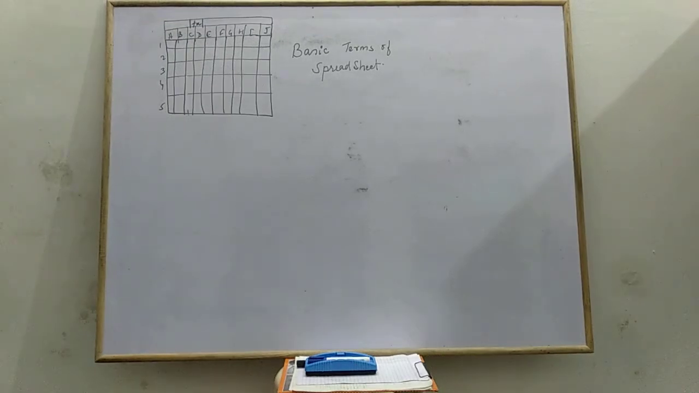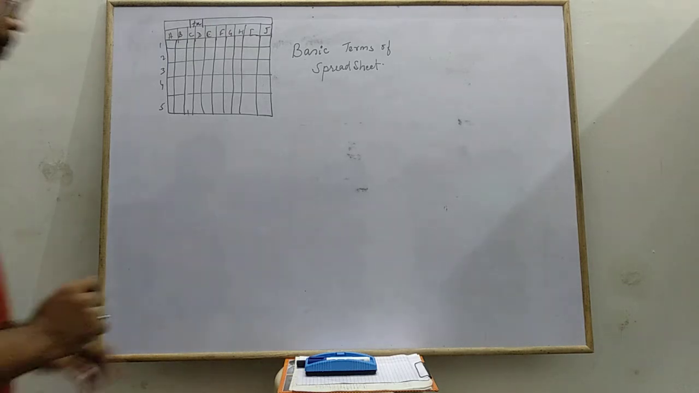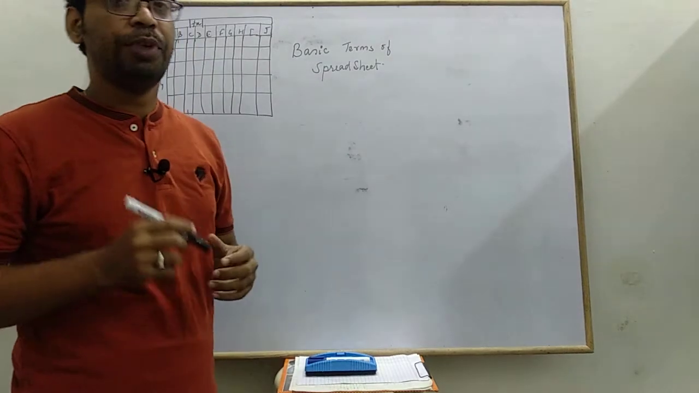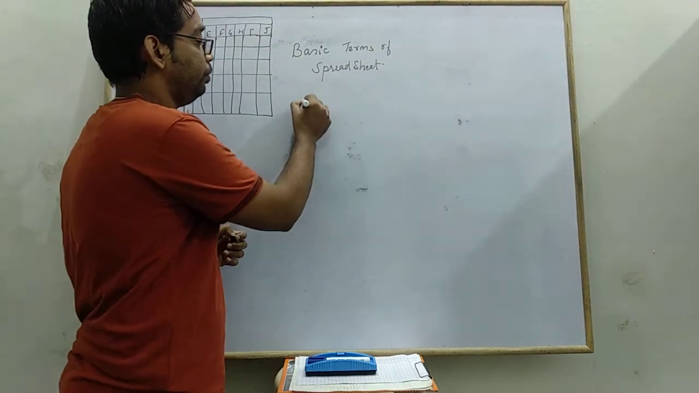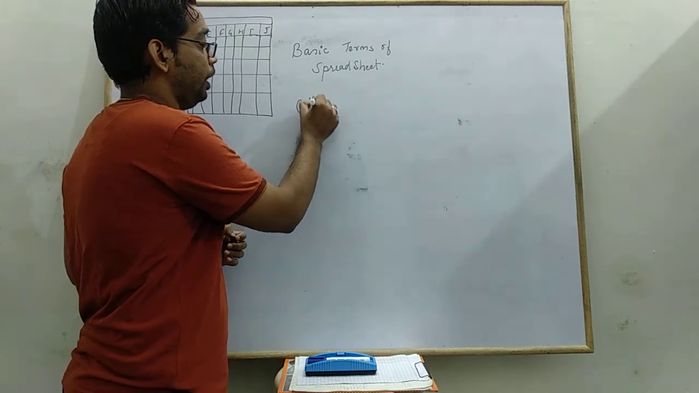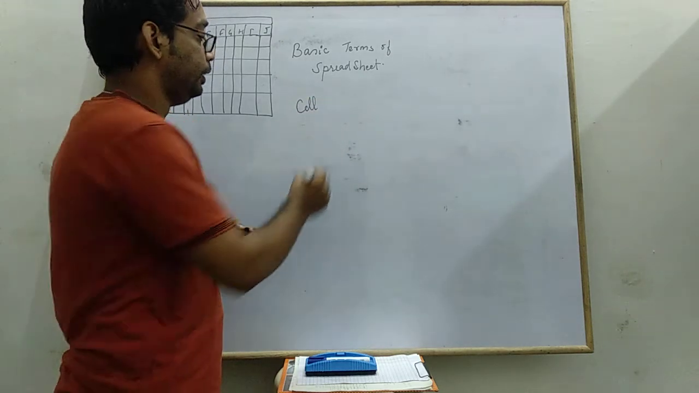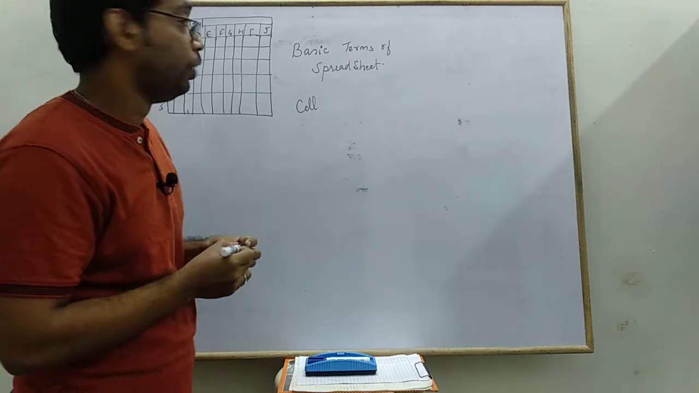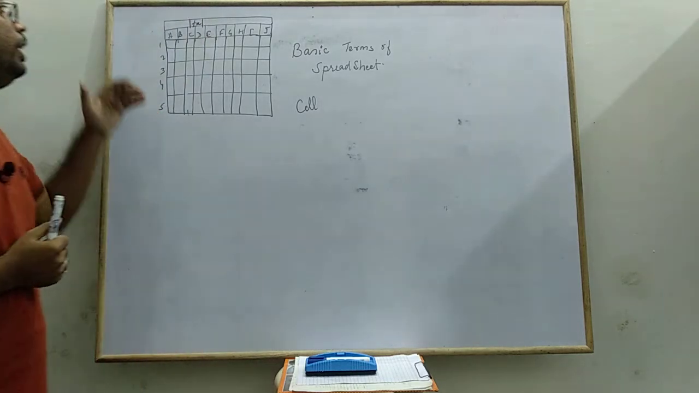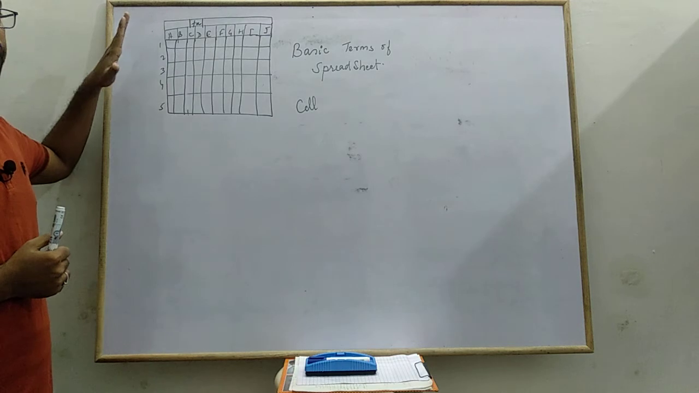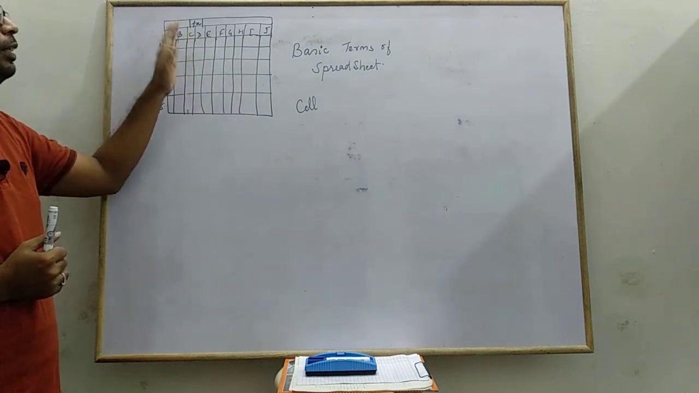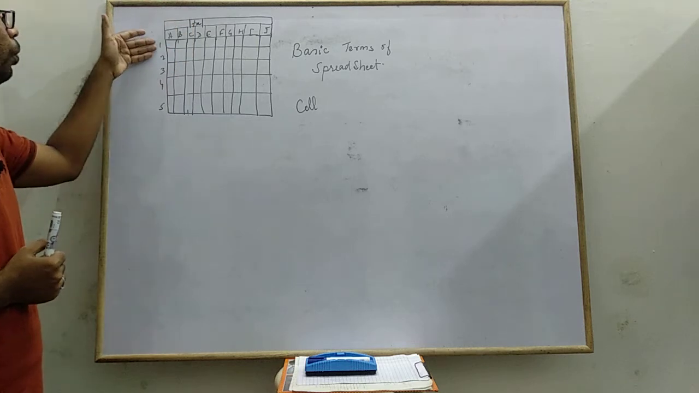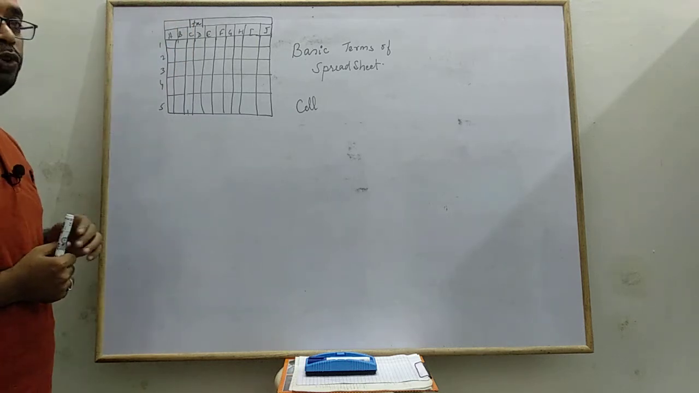In today's video, I am going to explain the basic terms of spreadsheet, and I will come one by one. Okay, first of all, we are going to explain the cell. What is a cell? Cell means intersection of rows and columns, and as you can see here, I have already made a page of a spreadsheet. There are certain columns named with alphabets and rows with the numbers 1, 2, 3, and so on.